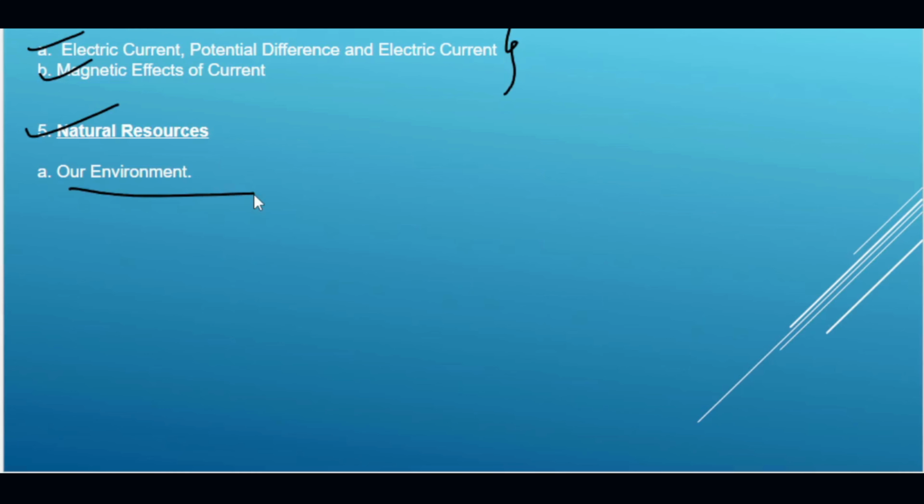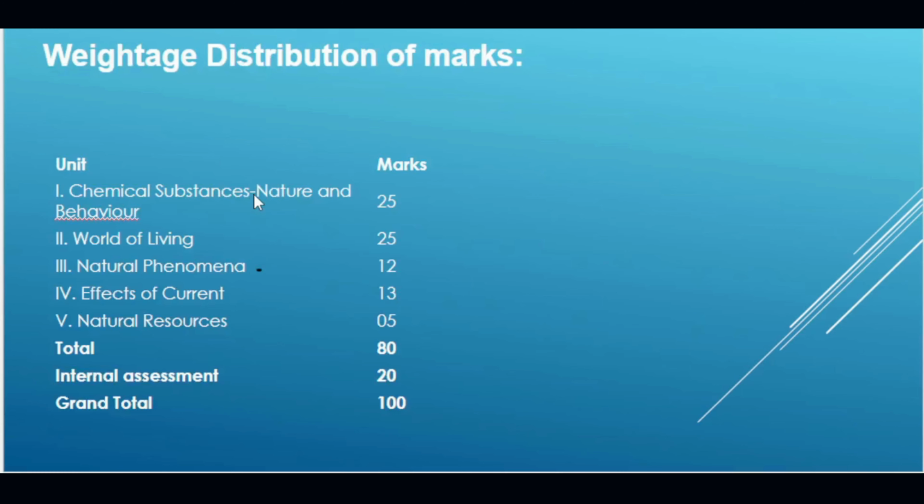Now I'll show you the marking scheme, like from which unit how many marks of questions come in your examination. For the first unit, chemical substances, you have 25 marks. If you're well prepared with this unit, you can easily gain 25 marks. If not 25, you can get at least 20 marks, easily in your pocket. Then we have world of living. Again, if you are thorough with this section, you have 25 marks, and you can easily gain 20 marks.